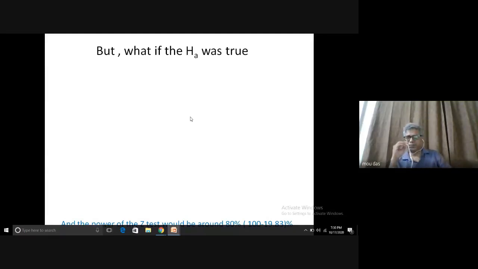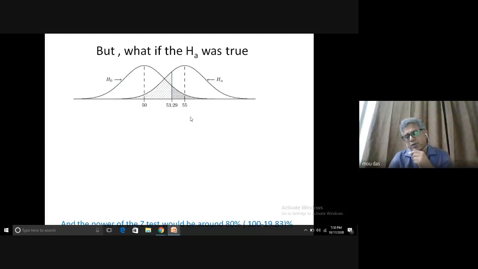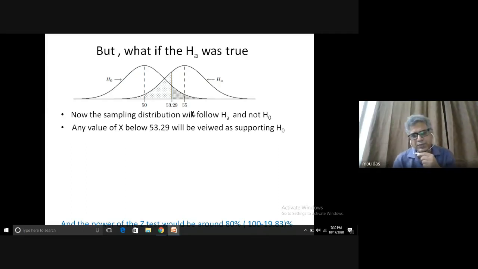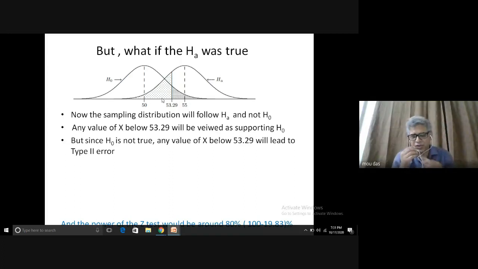What if HA was true? Alternative hypothesis, and in reality, which we don't know, actually the population we are seeing is a geriatric population. Here the age of incidence is slightly more, and 55 is the actual mean and not the whole country mean of 50, which should be considered. Then the sampling distribution will follow HA and not H0. So any value below 53.29 will be supporting H0. Here, any value, say 52, will be viewed as supporting H0. But in actuality, it is the alternative HA which is true. But since H0 is not true, any value below 53.29 will lead to type 2 error.